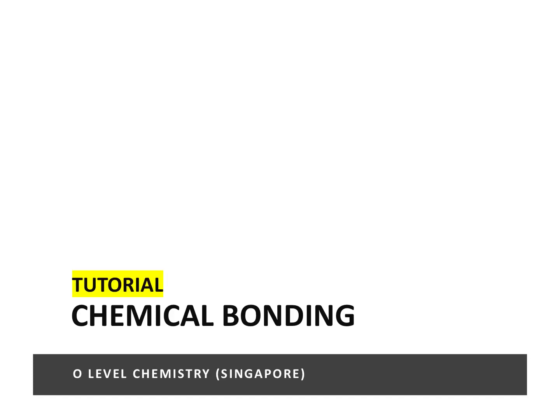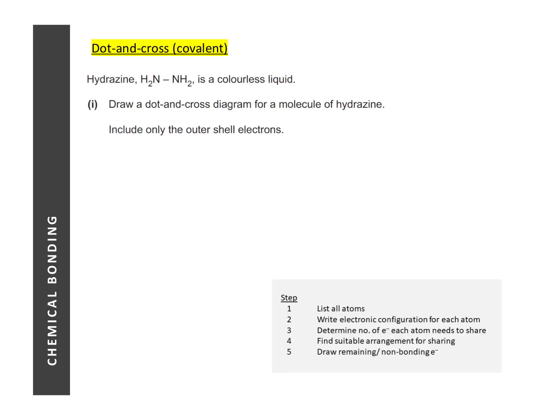In this tutorial, we'll look at some common questions in the topic of chemical bonding. Now, a chemical bonding question that is guaranteed to come out in any exam would be to draw a dot and cross diagram. Okay, so it's very important for you to be able to draw a dot and cross diagram for a covalent compound, a covalent substance, and an ionic compound.